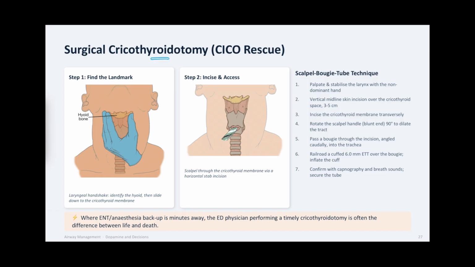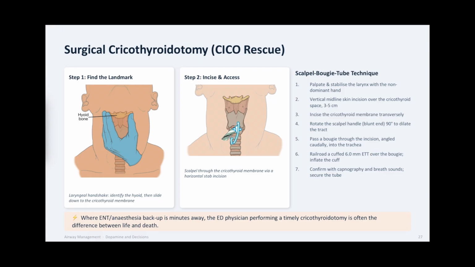First, identify the cricothyroid membrane using the landmarks. Palpate for the hyoid bone. Move downwards to the thyroid cartilage. Just below it lies the cricothyroid membrane. Stabilize the larynx with your non-dominant hand. Make a vertical skin incision. Then make the horizontal incision through the membrane.